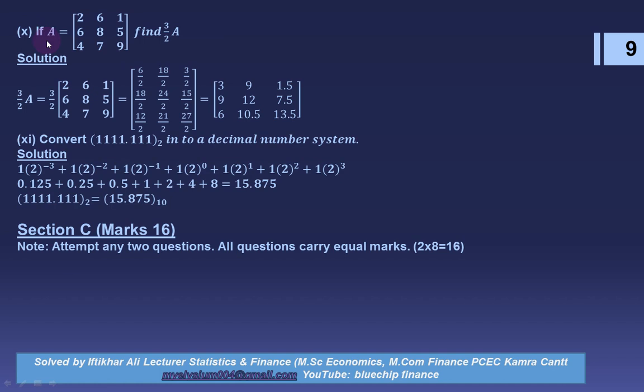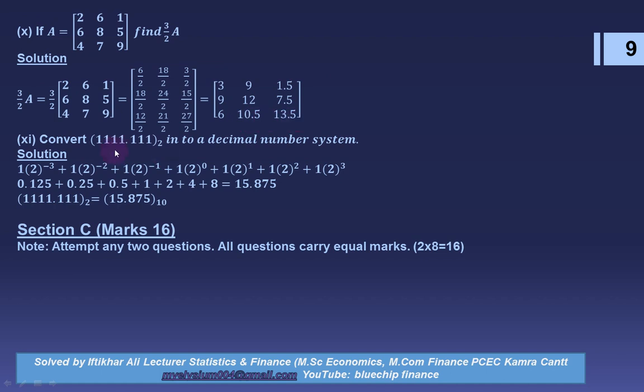Question number 10, if A matrix is 2 6 1 6 8 5 4 7 9, find 3 over 2A. Simply we just multiply this 3 by 2 with each element of the matrix. So 2 multiplied by 3 is equals to 6, so result is 6 by 2. 6 multiplied by 3 is 18, 18 by 2. 1 multiplied by 3 is 3 by 2, and 6 multiplied by 3 is 18 by 2, 8 multiplied by 3 is 24 by 2, and so on. And after solving it, it will become 3 9 1.5, 9 12 7.5, and 6 10.5 13.5.